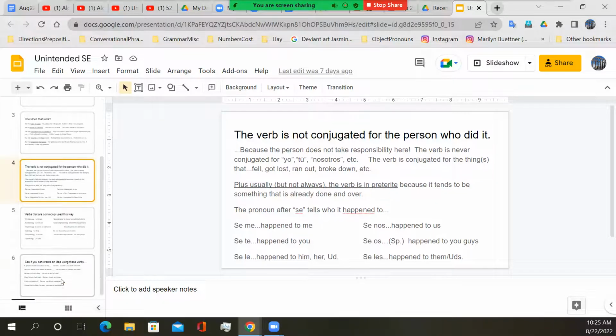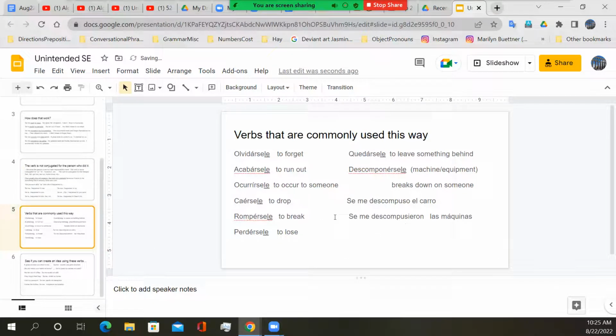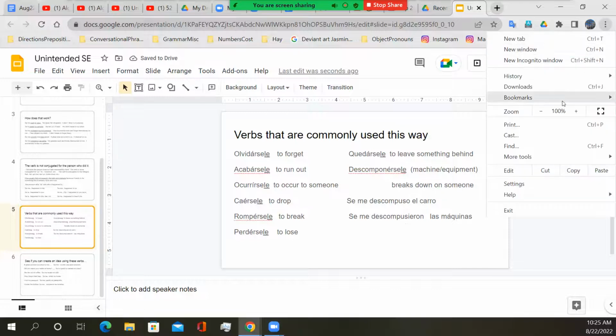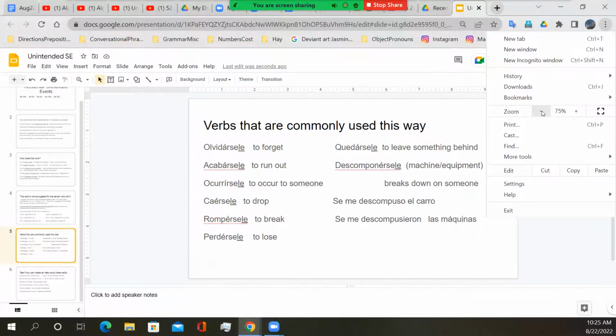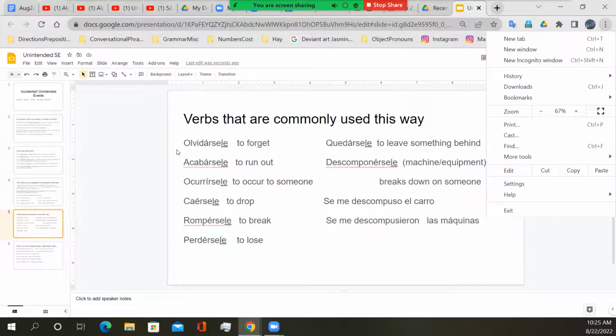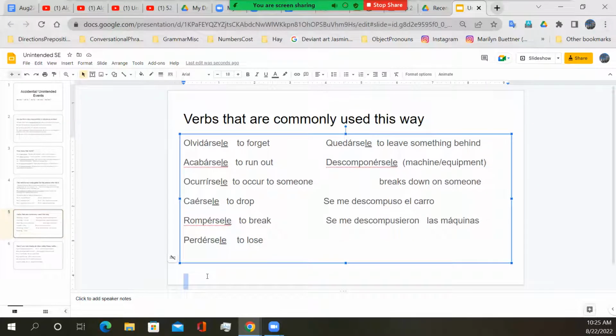Okay. I thought I had, yes, I do have a list. Sí, tengo una lista. This is a pretty good list. I'm not going to say this is 100% because I'm sure there are some things I've forgotten or left off. But these are things that people use a lot. Forget something, but again, they're usually going to be in the past. Run out of something, meaning you have nothing left of that item. Something occurred to somebody.